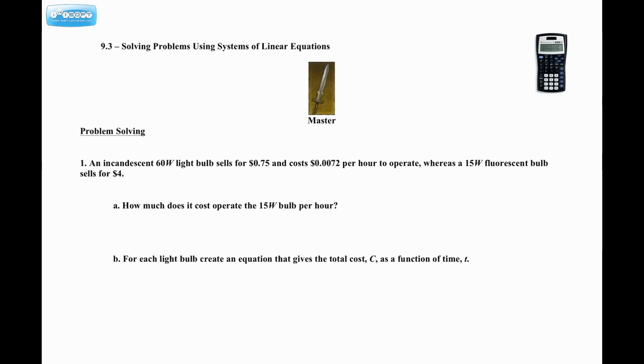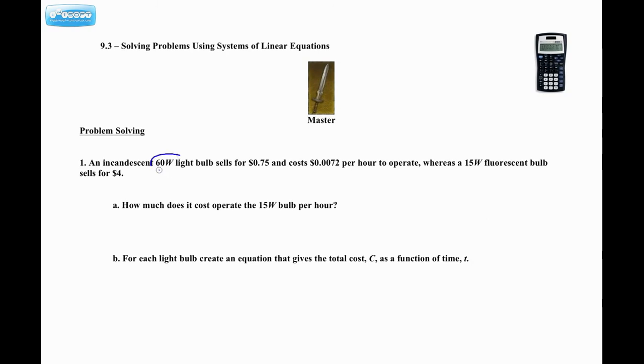An incandescent 60 watt light bulb sells for 75 cents, written in dollar form, and it costs $0.0072 per hour to operate, whereas a 15 watt fluorescent bulb sells for $4. Part A asks, how much does it cost to operate the 15 watt bulb per hour?